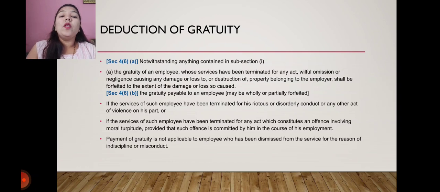Then in what terms can deduction be done in gratuity? As per deduction in section 4(6)(a), if the employee has done any destruction or damage to the company, then whatever the amount is to be paid is deducted from the gratuity, and the rest of the amount will be paid to the employee or the dependent. And next is section 4(6)(b), in which the gratuity is payable partially or wholly forfeited if violence has been done on his part, or if any disorderly or disobedient behavior has been done. Then it depends on the employer how the gratuity should be given to the employee or not.